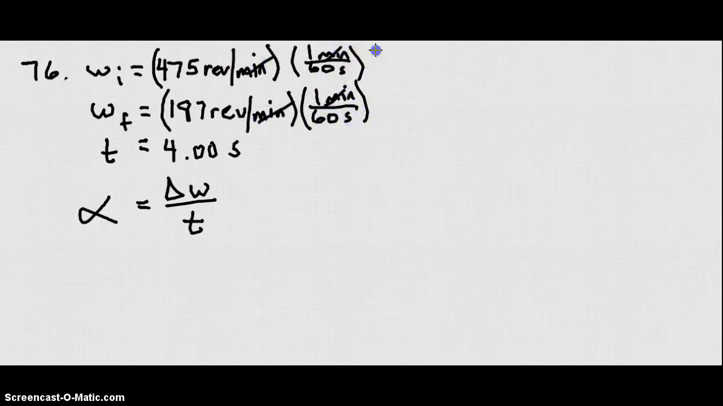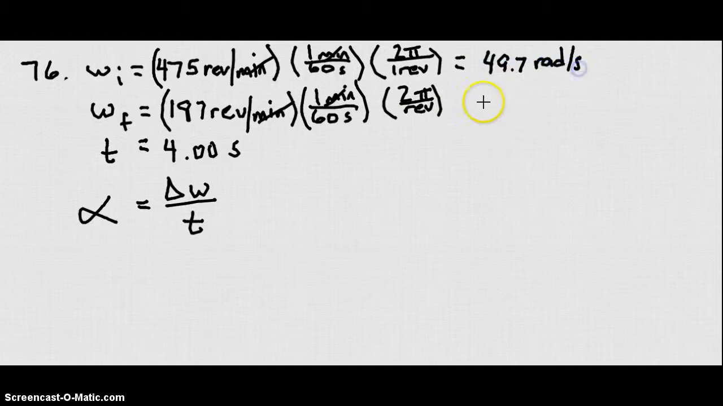And we'll also take 2 pi radians over 1 revolution. So in other words, multiplying both of those by 2 pi. When I run through all those conversions, I should get 49.7 radians per second for my initial velocity and 20.6 radians per second for my final angular velocity.